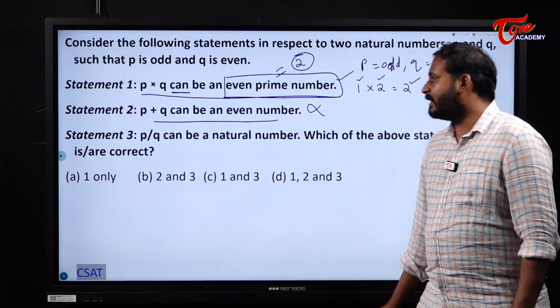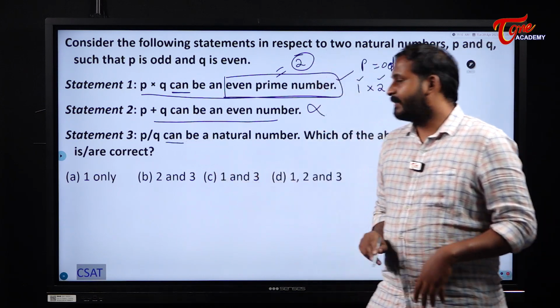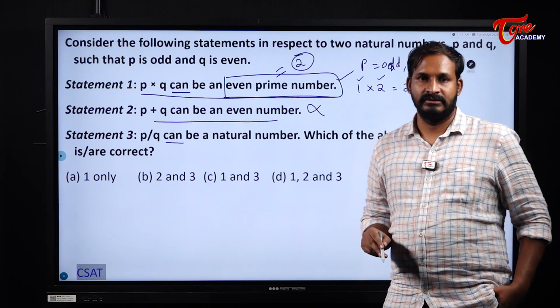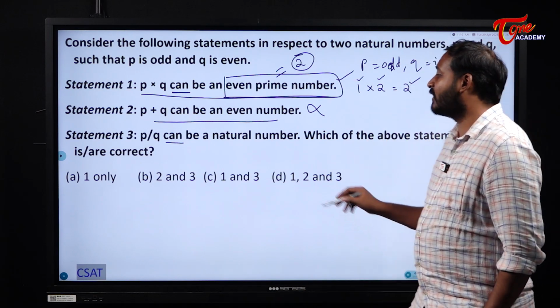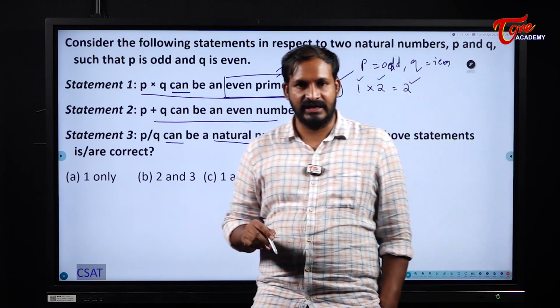Now the third one. P by Q can be a natural number. He is telling P by Q can be. What are natural numbers? First of all, tell me. 1, 2, 3, 4, 5, 6, right? These are natural numbers for us.